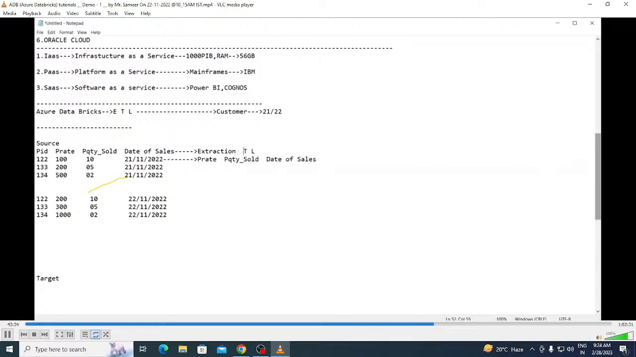Now, guys, next comes transformation. Picking up is done. Now in the transformation, how can you find out the net? You want to find out the net sales amount each day. So to find out the net sales amount, do we need to perform some arithmetic operations on the data or not? Some mathematical calculations are required or not? Yes.